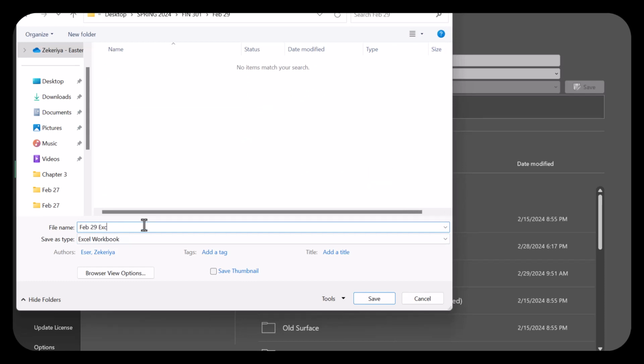Let's call this. I don't know if it allows parentheses, but I think so.